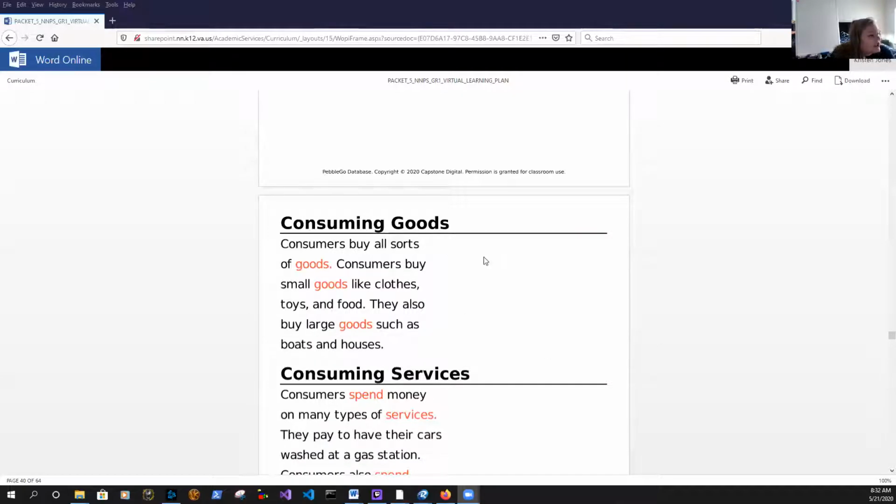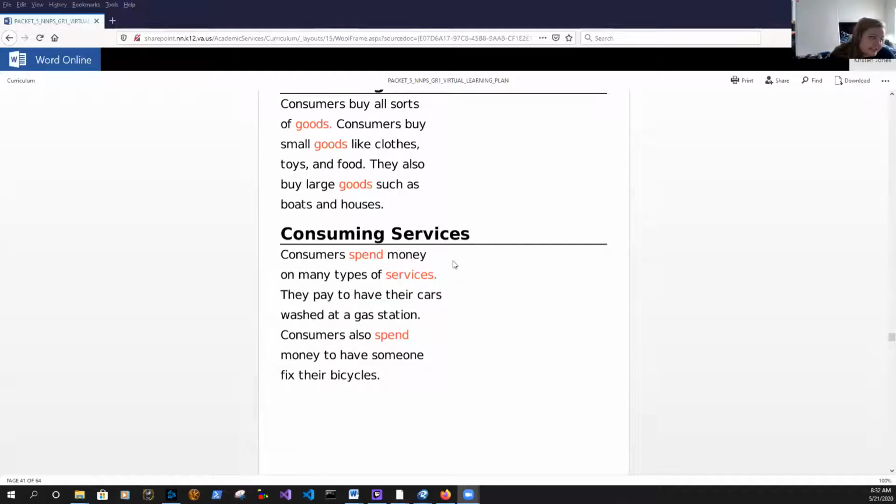Consuming goods. Consumers buy all sorts of goods. Consumers buy small goods like clothes, toys, and food. They also buy large goods such as boats and houses. Consuming services. Consumers spend money on many types of services. They pay to have their cars washed at a gas station. Consumers also spend money to have someone fix their bicycles.